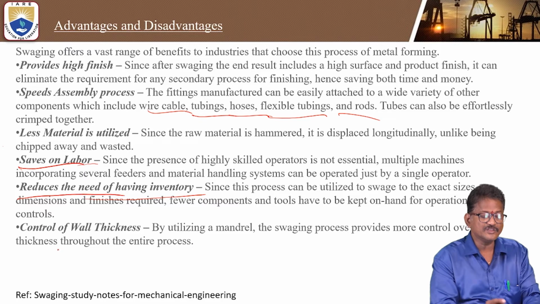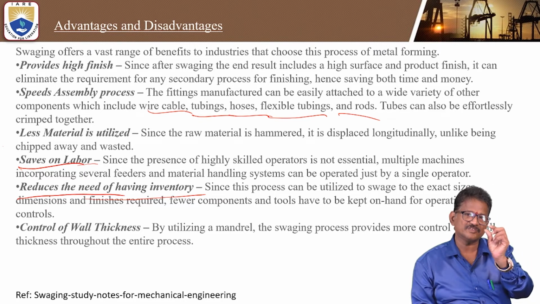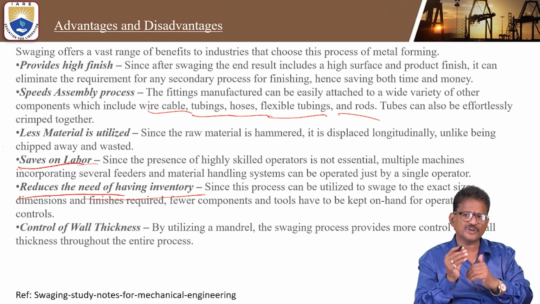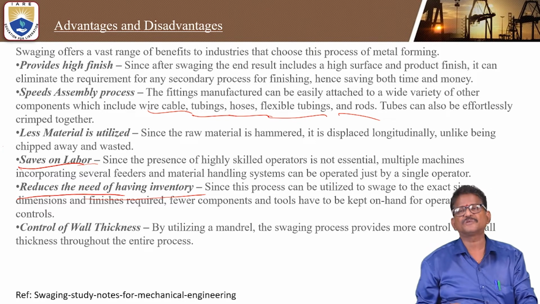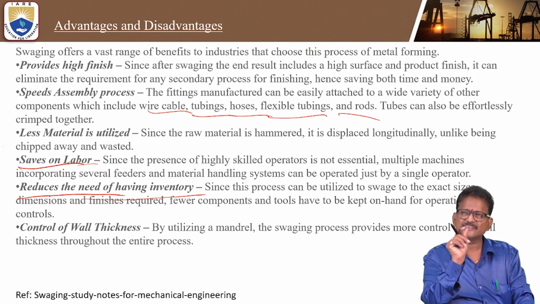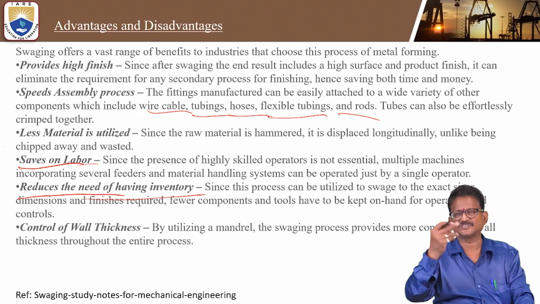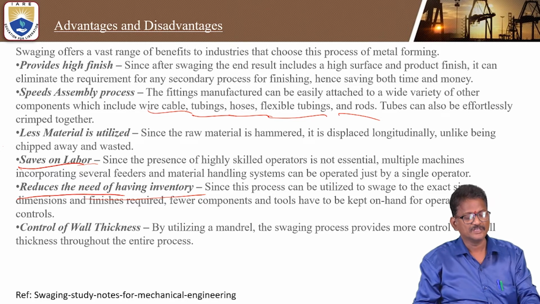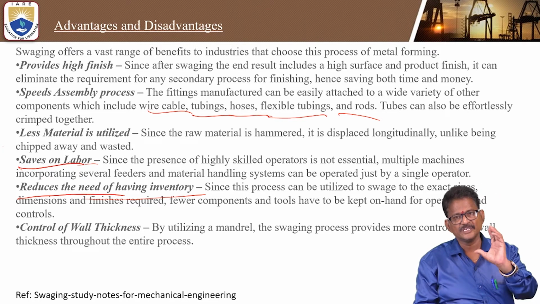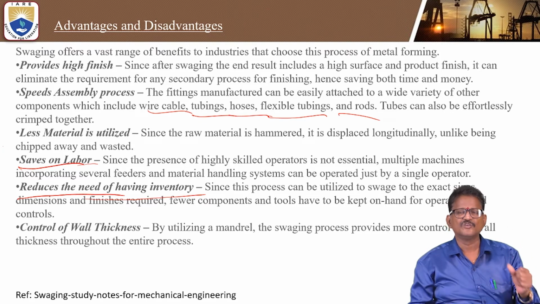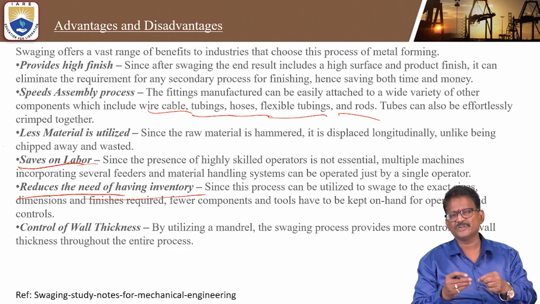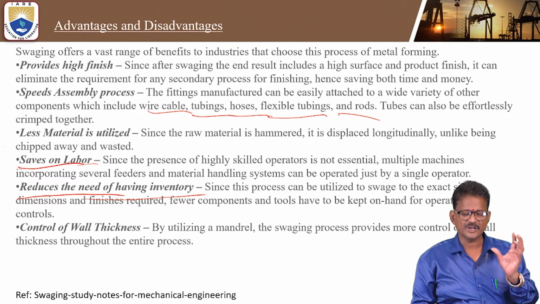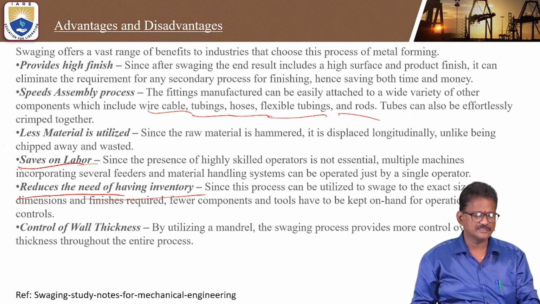And finally, it controls the wall thickness. The swaging process, by utilizing the mandrel, provides more control over the wall thickness throughout the entire process. If you want to maintain a smaller wall thickness, the spindle speed can be increased. When the spindle speed is reduced, the wall thickness may go up. So the wall thickness can be controlled through the speed of the spindle. Because it is a forge, horizontal and vertical movement can be easily performed, and so this can be easily controlled.